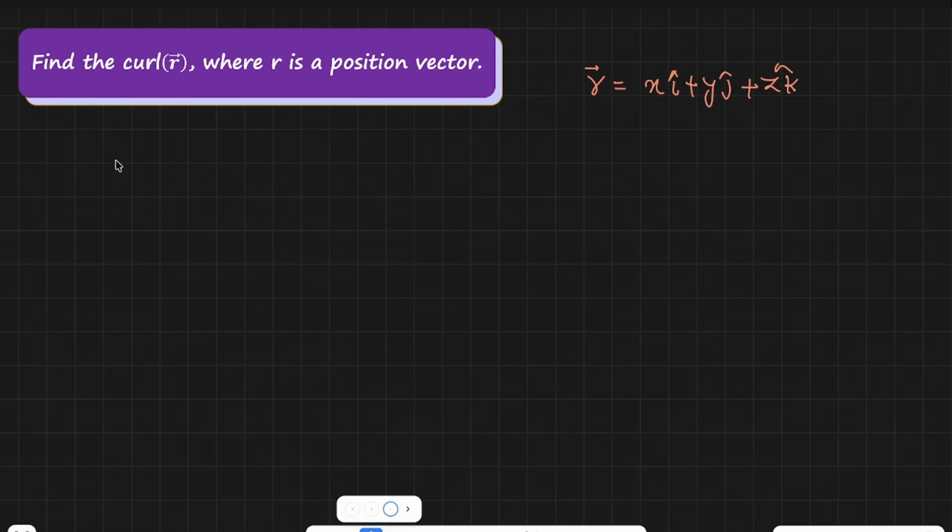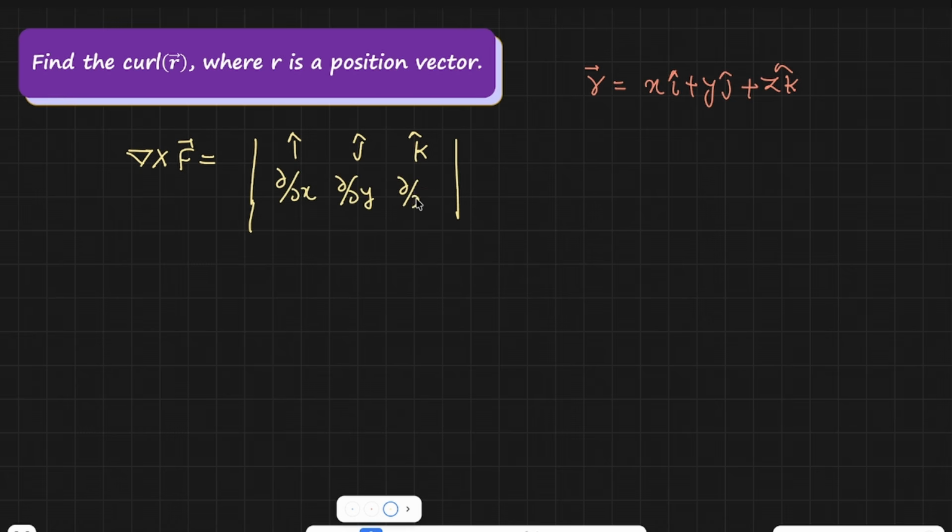Okay, so in this case we will find out the curl of this vector, that is going to be the i, j and k. Every time you have to write down the derivatives with respect to x, y and z. Now here apply the coefficients: the coefficient of i is x, this is y and this is z. Now simple, you have to solve this determinant.